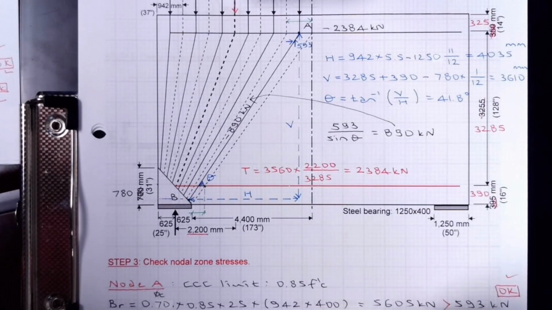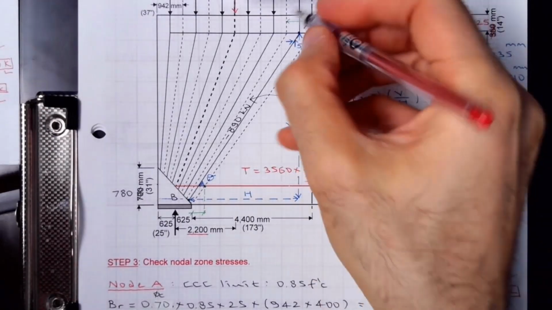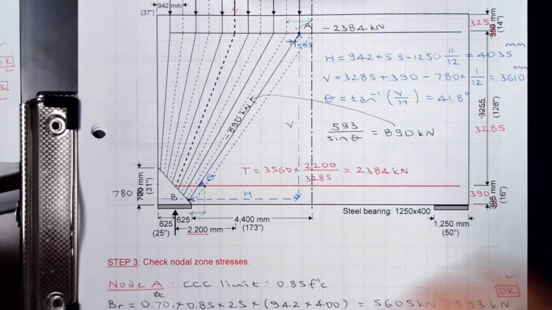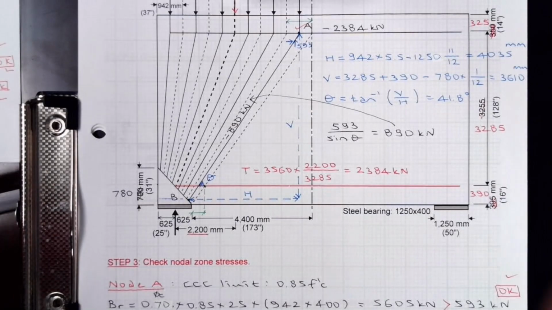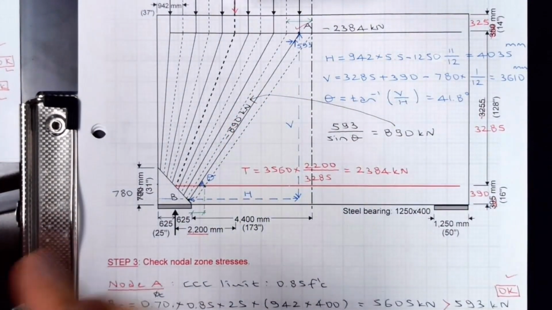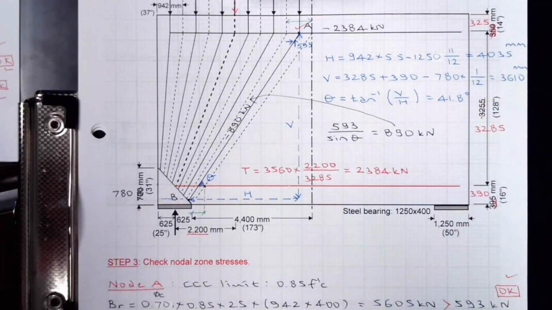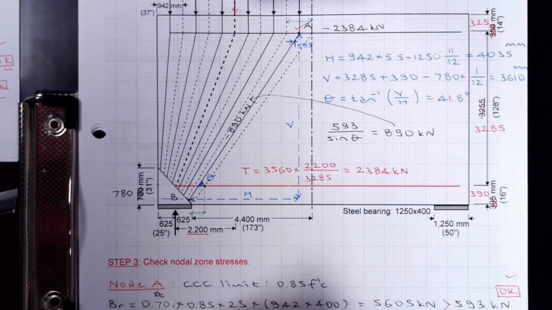If you look at this, 3868 kilonewtons, what I got, against 2384, which is pretty nice. Nothing else to check. So node A completely passes. Again, recall I'm not checking the diagonal strut. That's the next step, step number 4. Node B, the type is with one tension, so CCT limit.